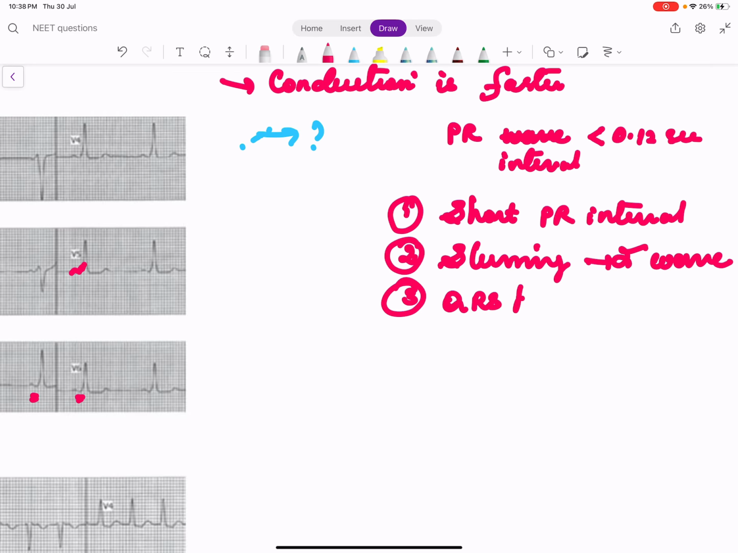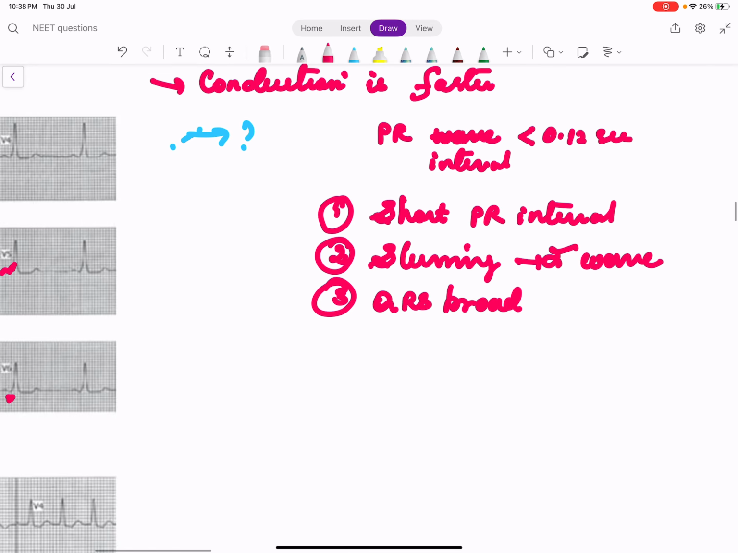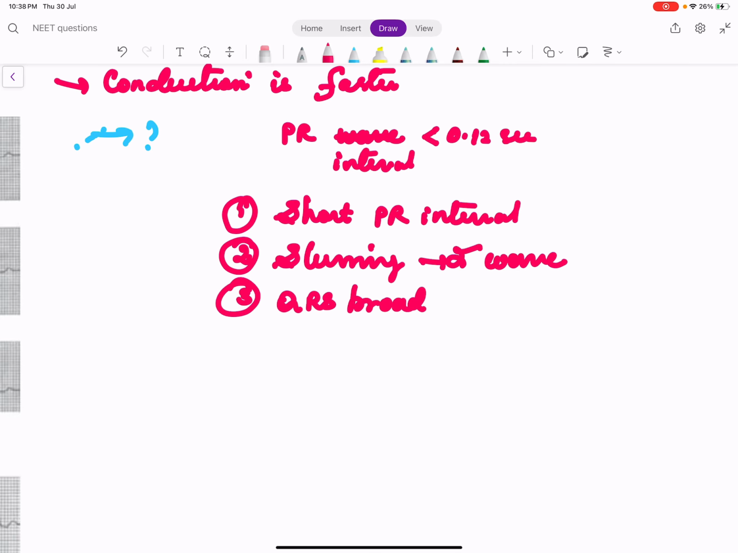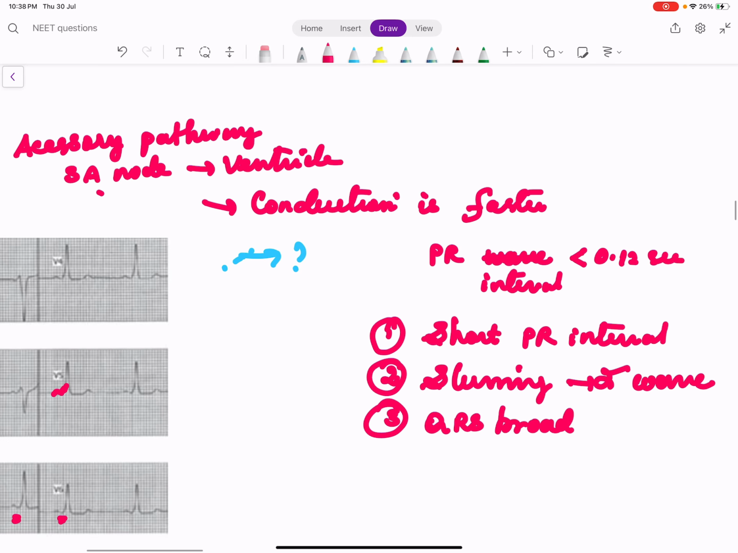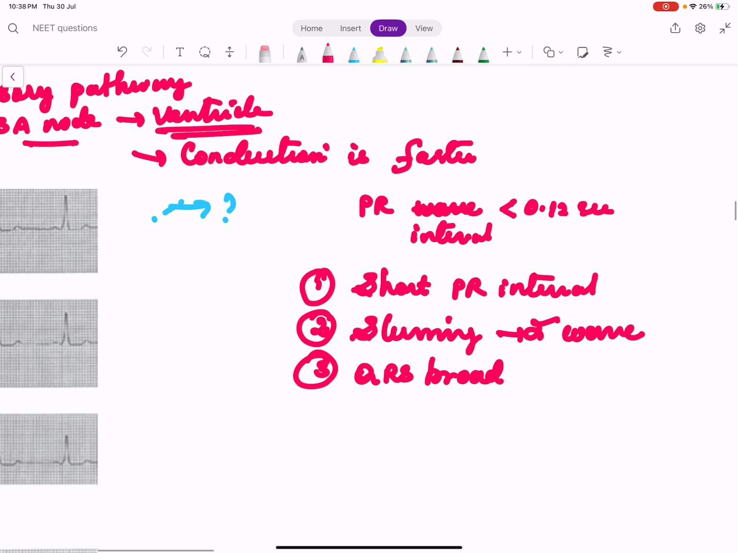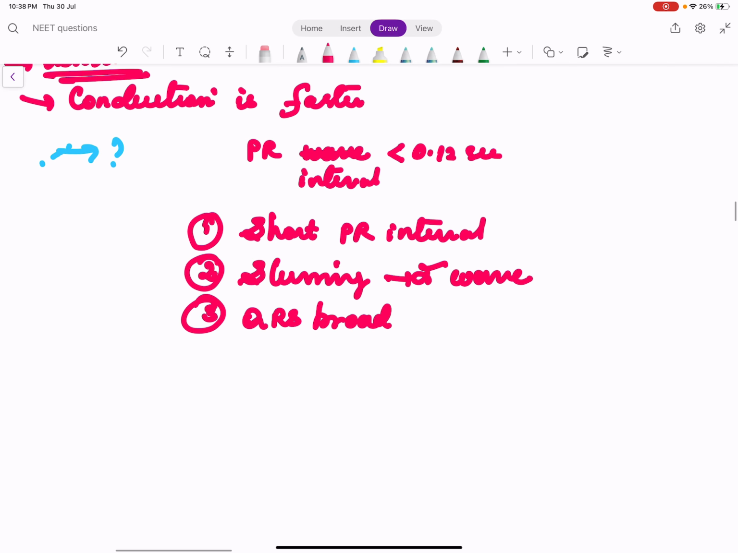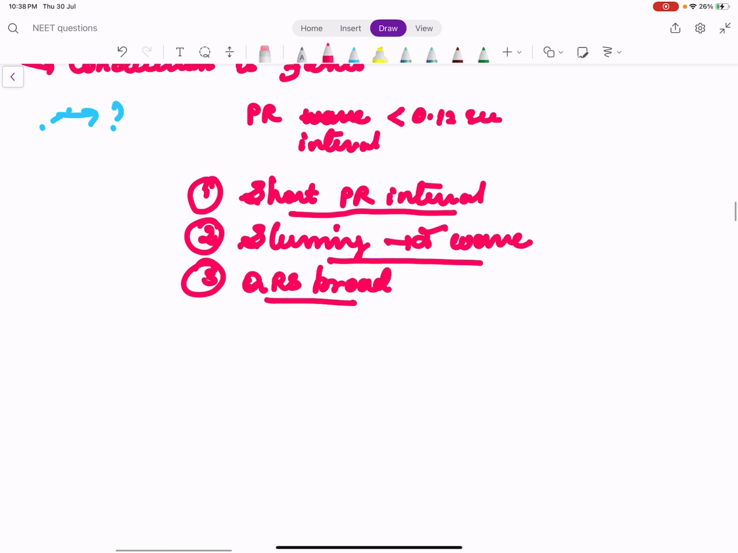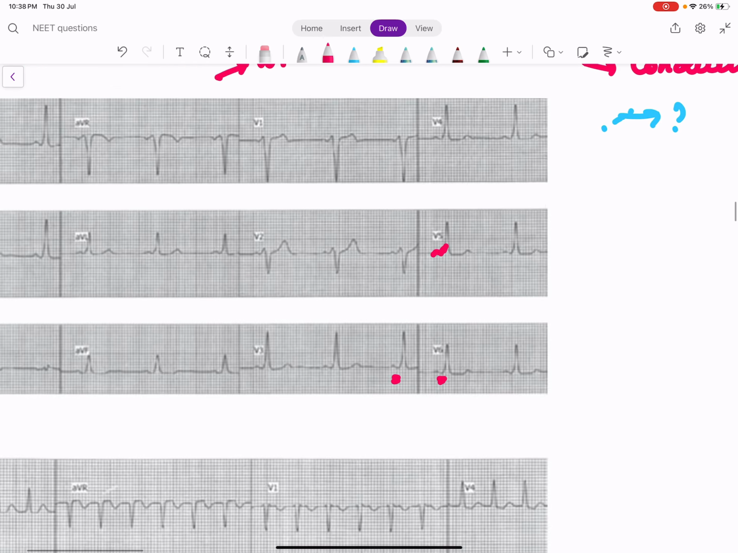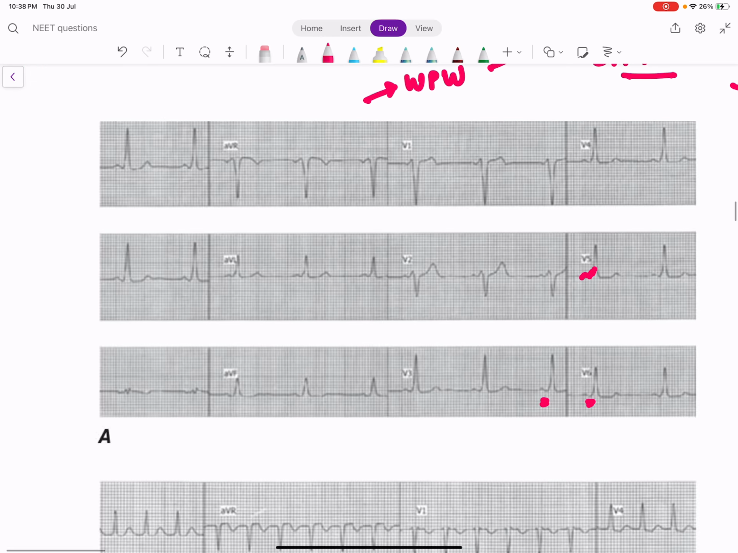Why is the QRS broad? Because the conduction here does not occur through the His-Purkinje system. The connection is between the SA node and the ventricle. So since there is an accessory pathway, it bypasses the AV node, we get a short PR interval. There is a slurring initially because of the rapid conduction, and the QRS is broad because the conduction is through the ventricles. So this is the classic Wolff-Parkinson-White syndrome.